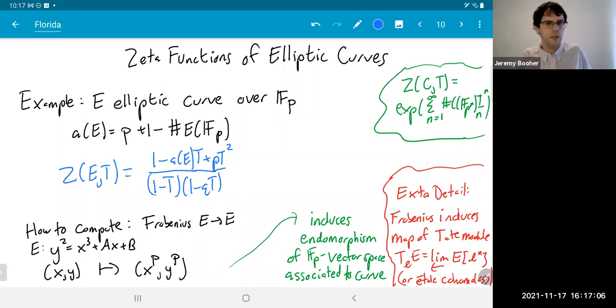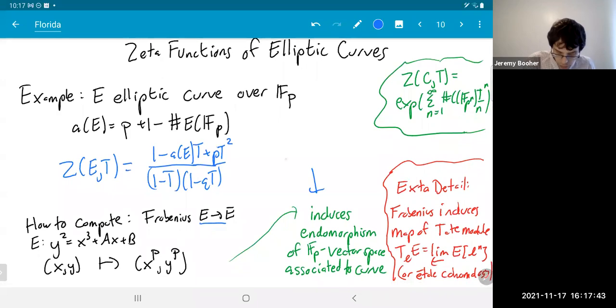I don't want to fully say how to do this, but because this sort of broad outline will be useful later for motivation, I want to say just what you would do very briefly. And the idea is you look at something called the Frobenius, which is a map from an elliptic curve to itself. And what you do is you take a point on the curve and you raise both the coordinates to the pth power. This gives you a map from the elliptic curve to itself, and therefore it induces endomorphisms of various vector spaces that are associated to the curve. You can think of these as the cohomology of the curve, or sort of more down-to-earth versions of that.